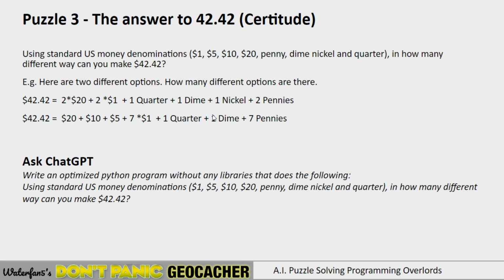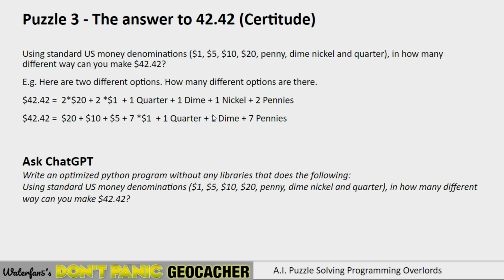So as I mentioned earlier, similar to a child, explain it in detail what you're looking for to kind of remove the ambiguities, right? So here the puzzle is, and this would be like a certitude type puzzle where you have to paste an answer, in how many different ways can you make $42.42? Remember the Hitchhiker's Guide answer to life, universe, and everything is 42? Well, the answer is way more than 42. And I will show you that as well.